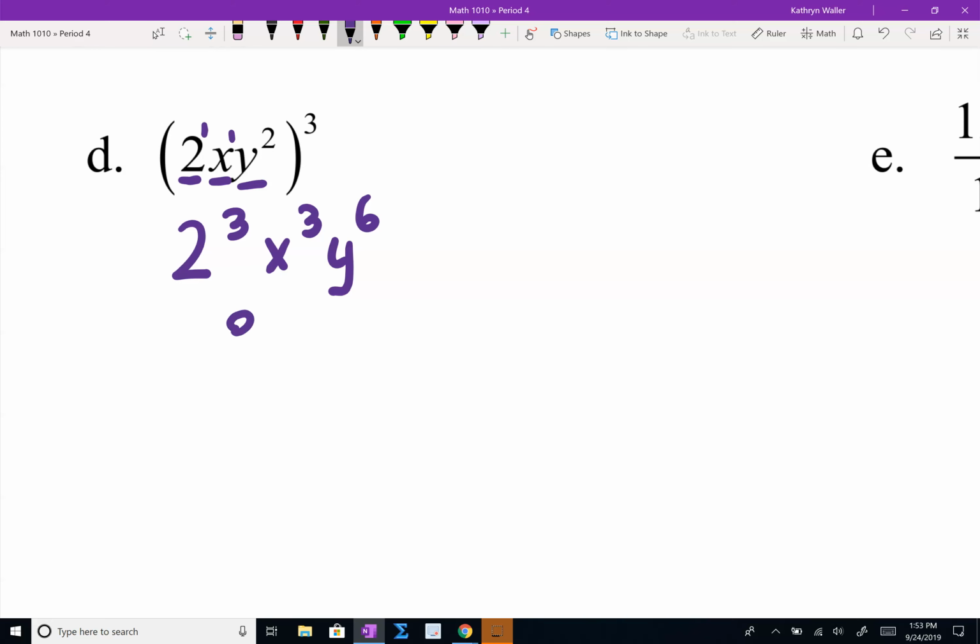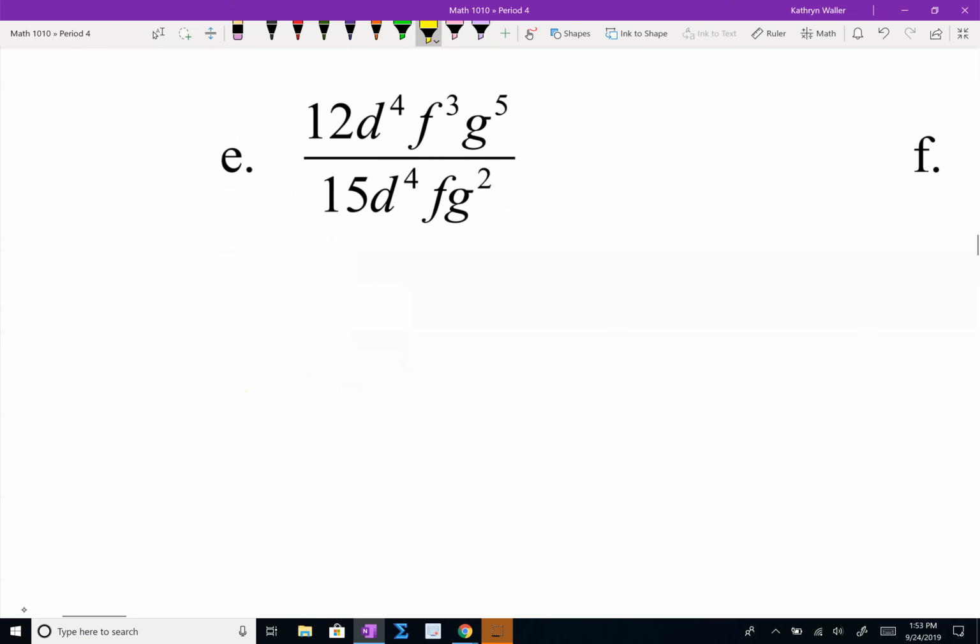What do I have to do? 2 to the third is an 8. X to the third, y to the 6th. That's your answer, and you're done. Who says this is easy? Raise your hand. Yay. It's because you guys are so smart.